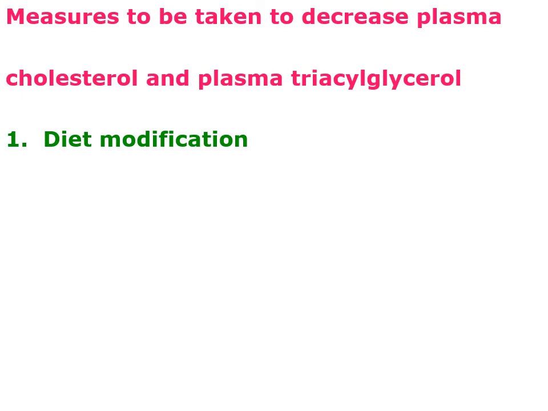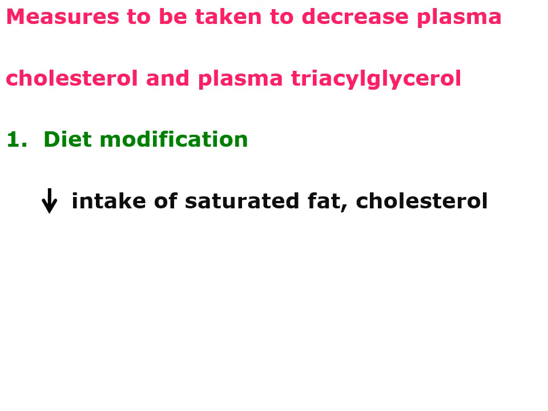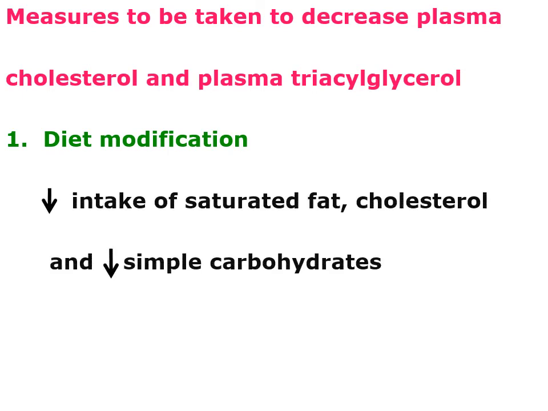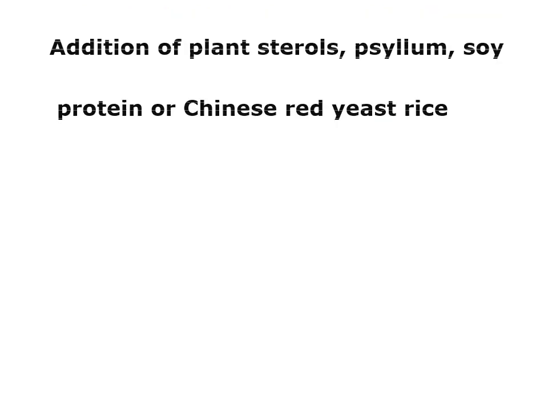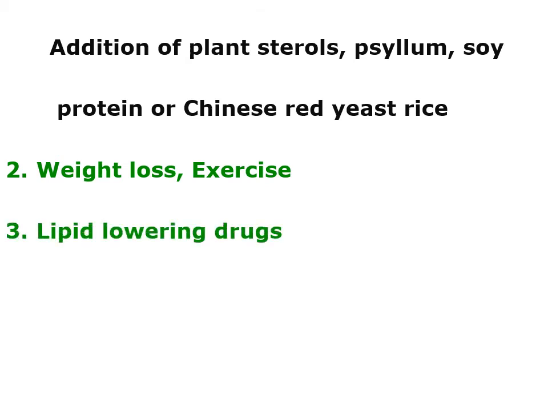First, when the patient comes, you try to modify his diet and give a low fat diet. Decrease intake of saturated fat and simple carbohydrate, because excess carbohydrate can also lead to the formation of fatty acid. Addition of plant sterols like psyllium, soy protein or Chinese red yeast rice will cause a decrease. This is the modification you can do in the diet. Also advise the patient to lose weight and increase his physical activity.